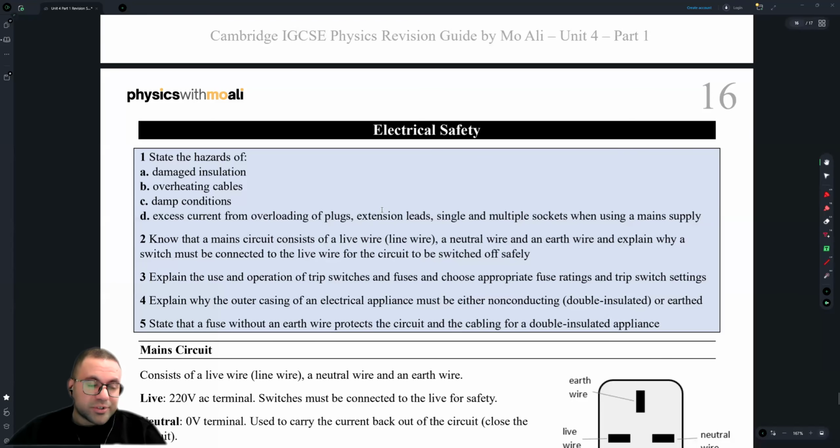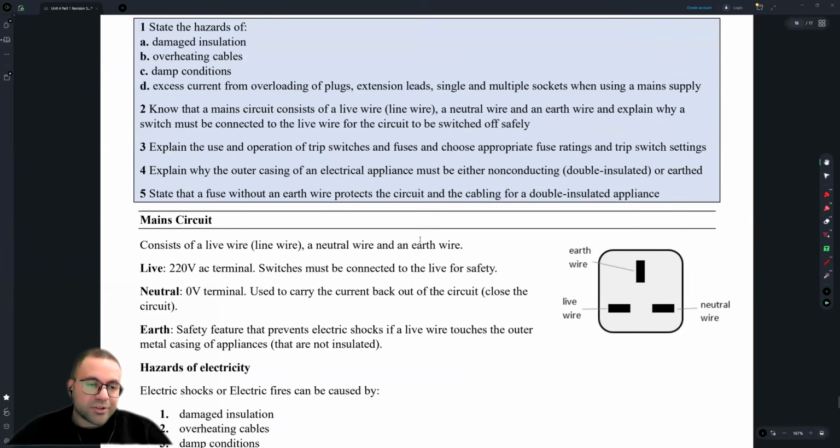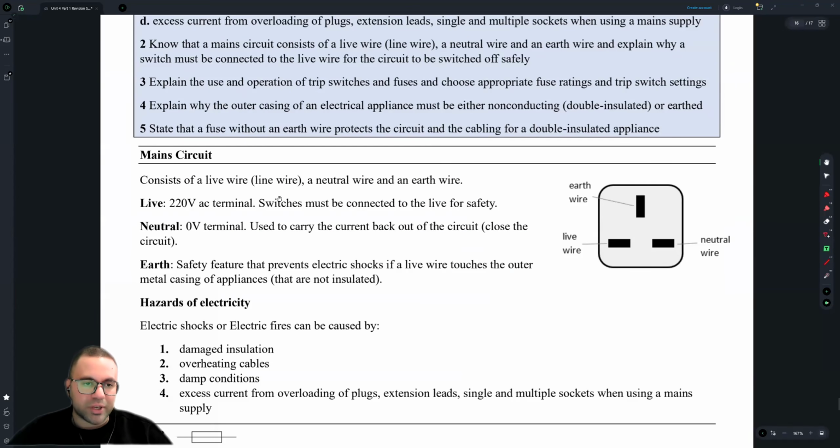So in order to keep ourselves safe, we need a few basic things at home, like insulating wires, using a fuse, and so on. So let's first take a look at what electricity at home is like. An electric socket, or electricity at home, is called mains electricity or a main circuit. It consists of two main wires and a third safety feature.